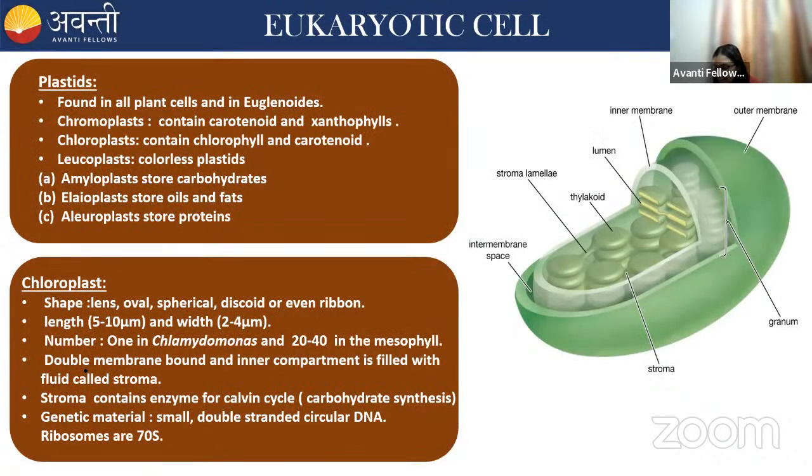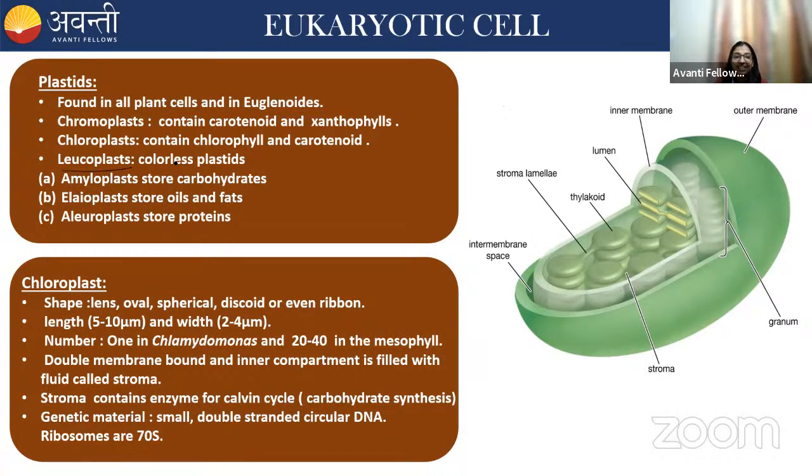Next one is plastid. So plastids are found in plant cells and in euglenoids. There are three types of plastid: chromoplast, chloroplast, and leucoplast. Chromoplasts contain carotenoids and xanthophyll. Chloroplasts contain chlorophyll and carotenoids. Leucoplasts are colorless plastids.